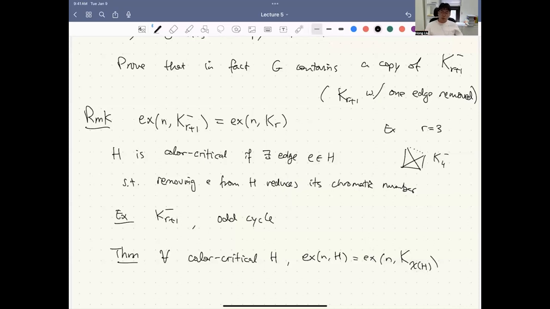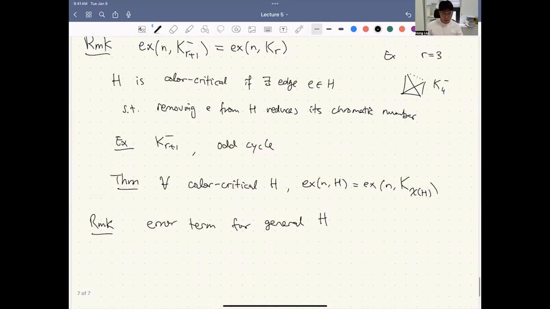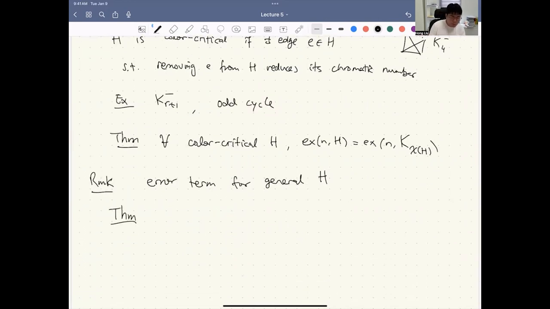The second remark is, what about non-color critical graphs? Can we say anything about the error term? Another remark is the error term for general H. Here's an example just to illustrate. Let's see a specific example. This is a theorem of Bollobás, Erdős, Simonovits, and Szemerédi.